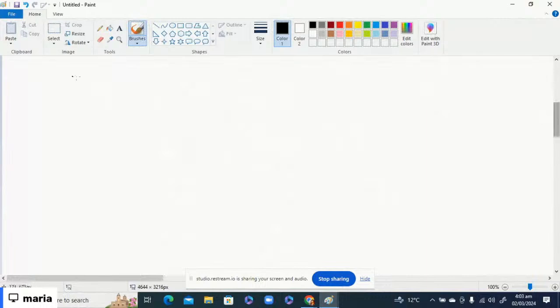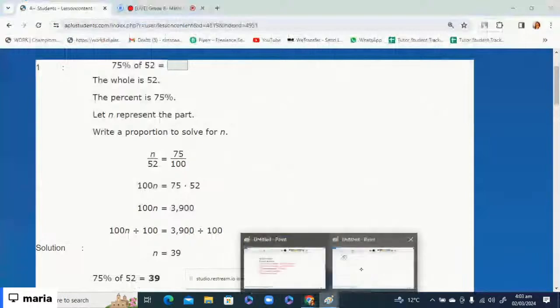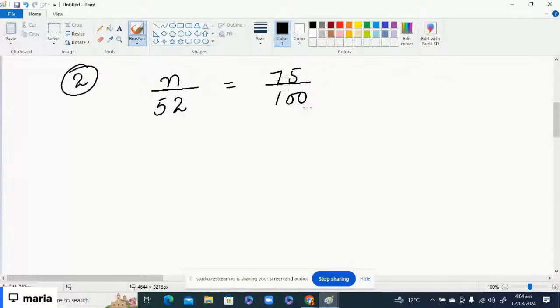Now for the second method. Same question, we are going to use the second method. That is, here, if you put n divided over 52, that is equals to 75%. What does 75% mean? 75 divided over 100. Okay, now let's cross multiply. So n times 100 is equals to 52 times 75.